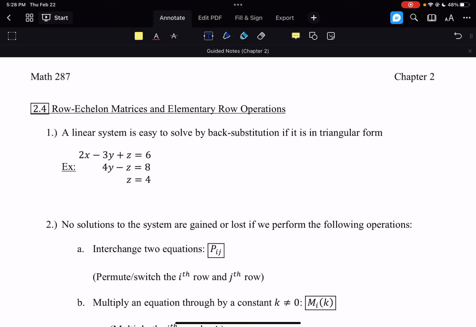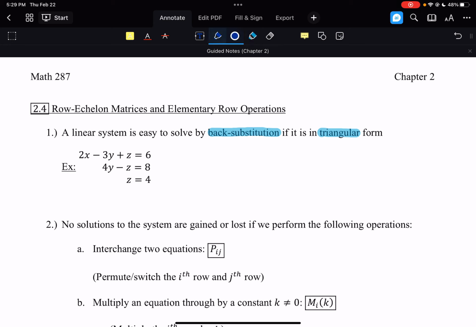Welcome to section 2.4. In this section, we'll be talking about the concept of row echelon matrices and the elementary row operations, which are tools that will help us in solving linear systems using matrices. So to start us off, looking at linear systems, it's very easy to solve a linear system using the technique of back substitution if the system is in what we call triangular form.